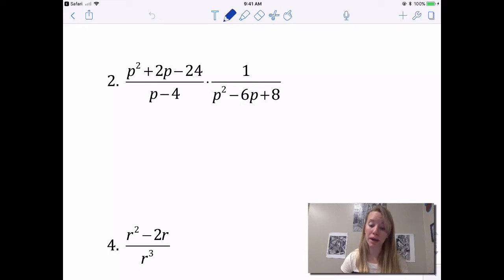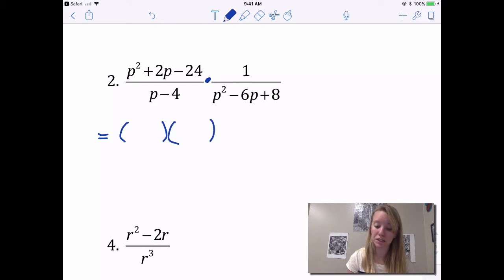So my goal when I'm multiplying, so I've got this multiplication sign in the middle, is I want to factor and then cancel everything that I can. So I want to simplify the end product. So what I'm going to do first is I'm going to factor absolutely everything. So that's going to mean p squared plus 2p minus 24. I'll have 2 p's. I need to add to 2 and multiply to 24.